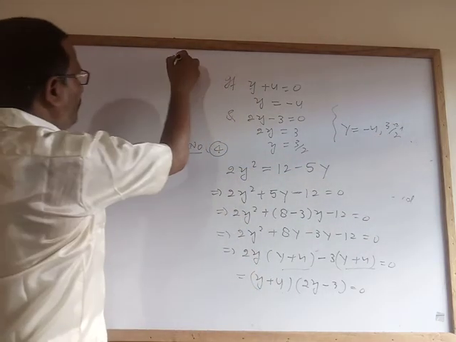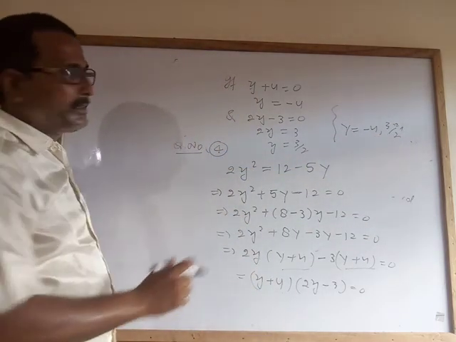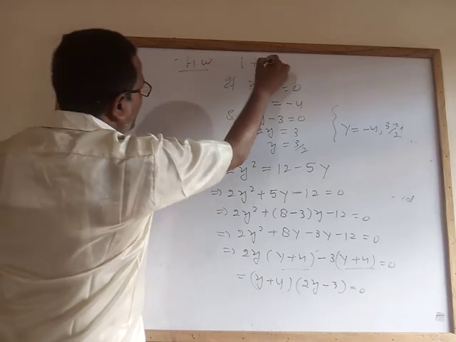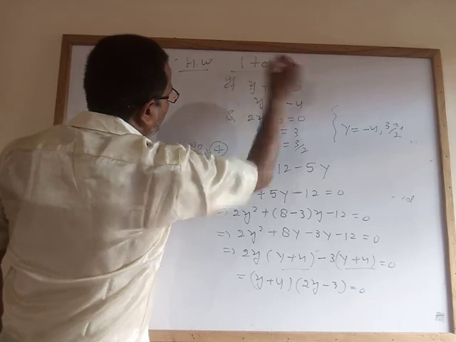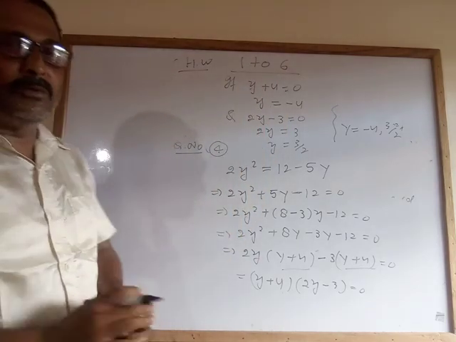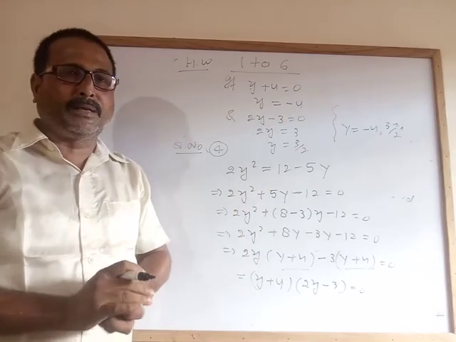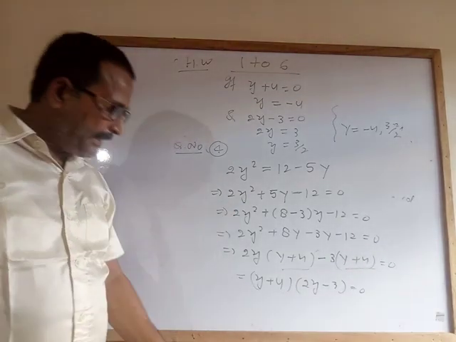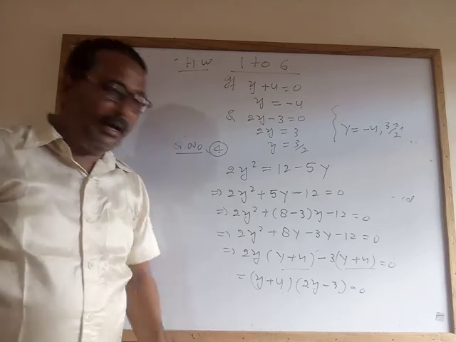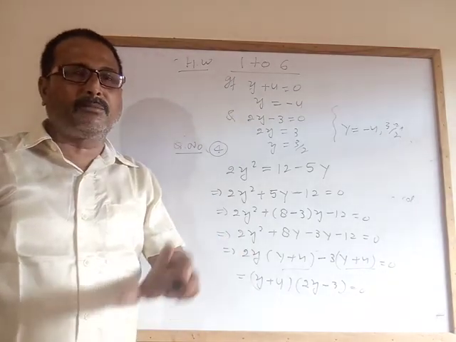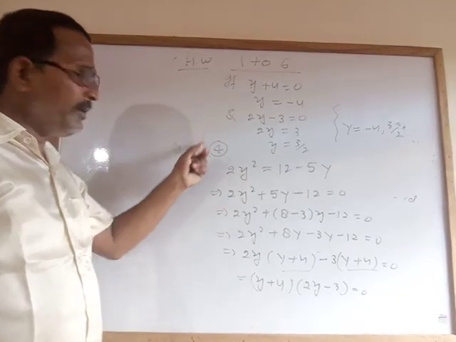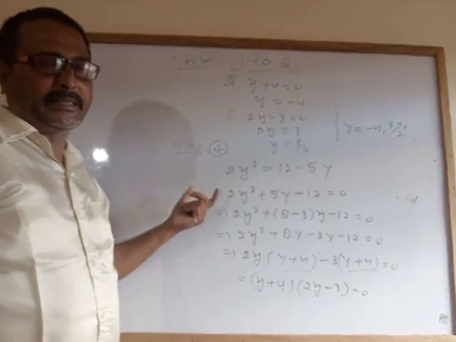So your homework is that you have to solve questions 1 to 6 of this exercise, and whatever rule and method I have explained, you have to prepare and learn the rule and practice some examples. On the basis of that rule, don't solve according to the book method. Okay, you have to solve according to whatever rule I have explained.